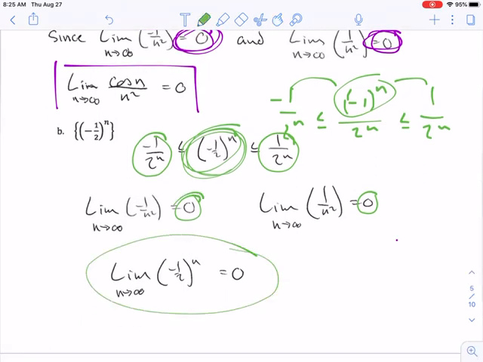Now, these don't have to be approaching 0. All my examples have. That's typical of a lot of examples. But they could both be approaching any number. If they were both approaching 2, then the limit of our sequence would be squeezed towards a limit of 2.